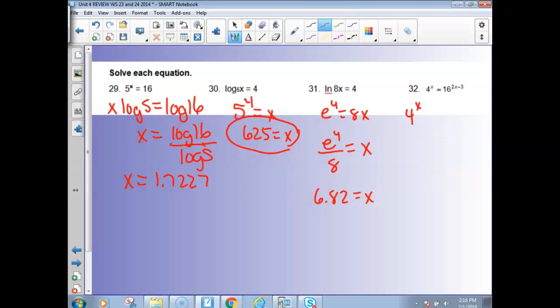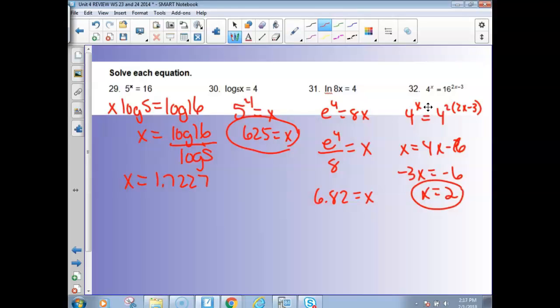Next one I would rewrite. You can do this multiple ways, but I would rewrite it. 16 is 4 to the 2nd. That makes this about as easy as you can. Instead of rewriting both of them in base 2, that can be done as well. You should get the same solution. Drop the bases. x is equal to 4x minus 6. Subtract 4x, negative 3x equals negative 6. You should have gotten x is 2, whatever way you solved it. Did anybody else do it in base 2? Did you still get 2? It's fine.